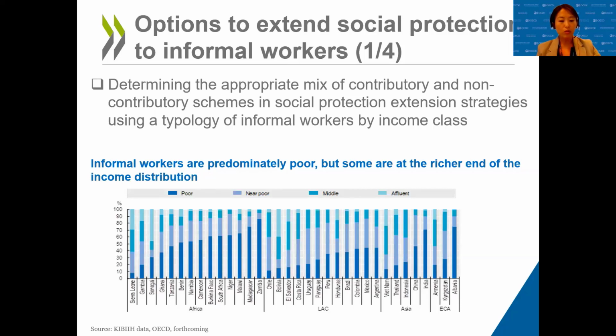To extend social protection to informal workers, first of all, we need to determine the appropriate mix of contributory and non-contributory schemes in social protection extension strategies. The KIBI database offers a typology of informal workers by income class that could be used as one criterion for deciding which types of schemes to extend to which workers. The graph shows that the majority of informal workers are poor, but there is a wide variation in their income distribution. So to reduce the social protection gap by informal workers' income class, we can think of, for example, operating non-contributory tax-financed universal programs for the poor and subsidized contributory schemes for the near poor, and contributory schemes without subsidies for middle and high-income informal workers.